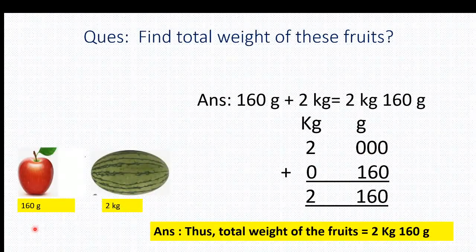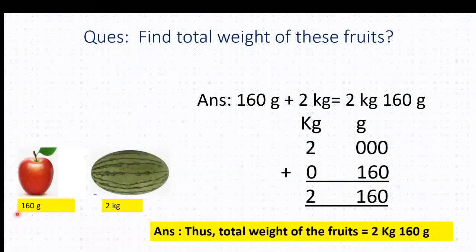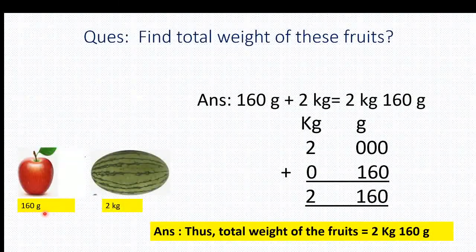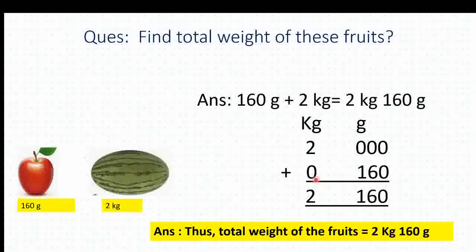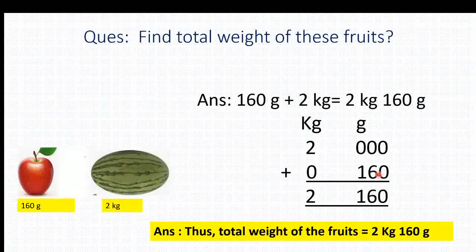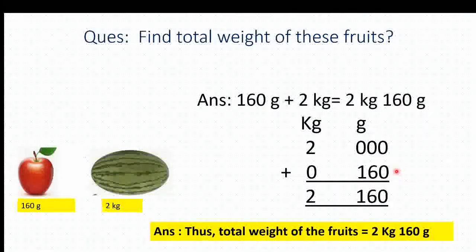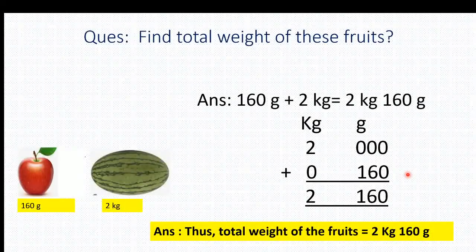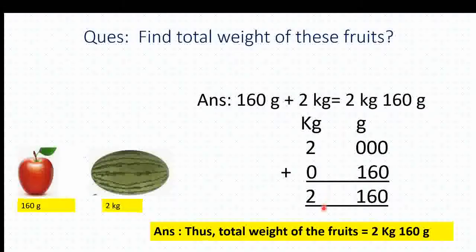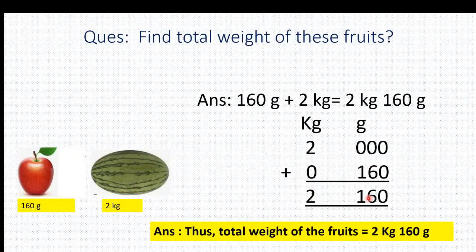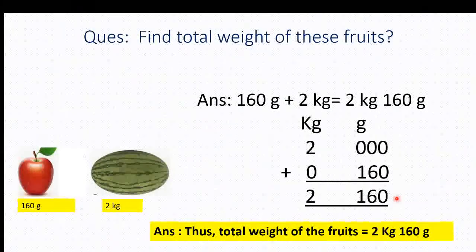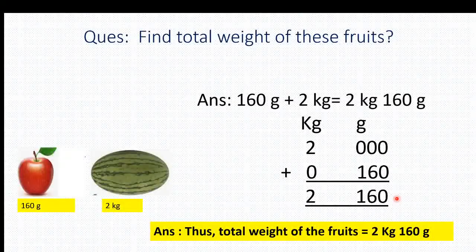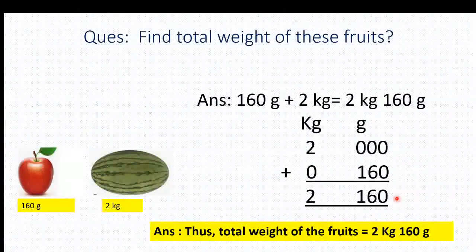Next step, add this 160 grams. Here you can see how many kg is written. No kg is written in the case of the apple, so it means we have 0 kg 160 grams. Under the kg column I have written 0, below 2, and under the gram column I have written 160 gram. After adding these two weights we are getting 2 kg 160 gram as the answer. So the total weight of the fruit is 2 kg 160 gram. Moving to the next page.